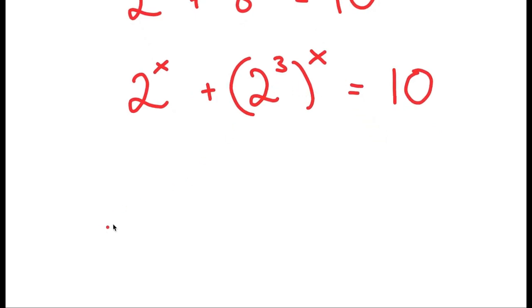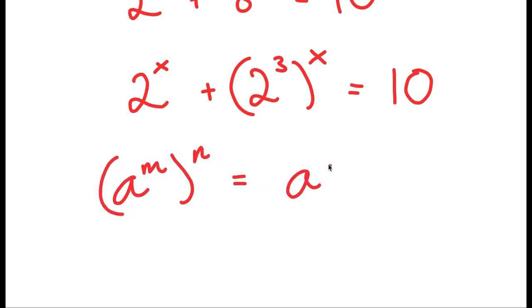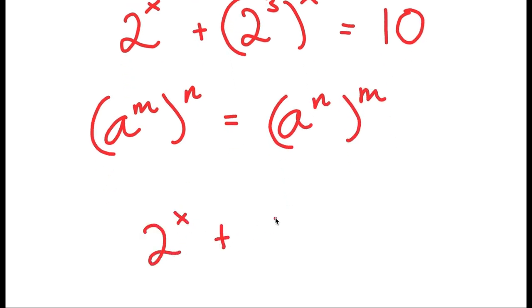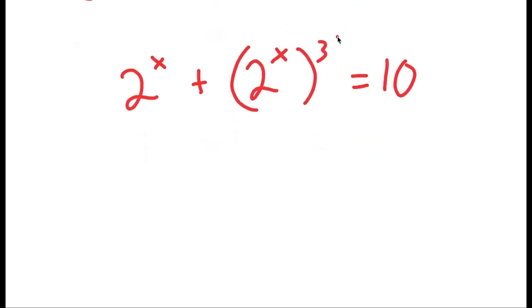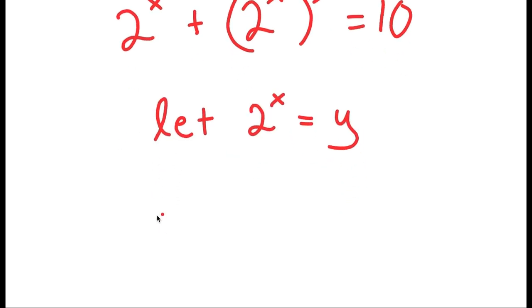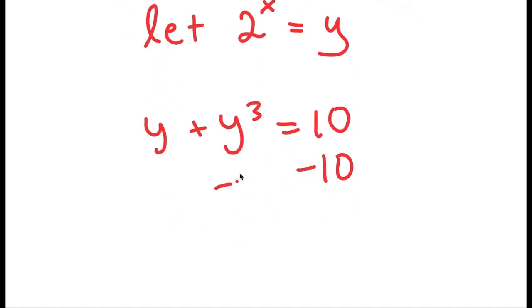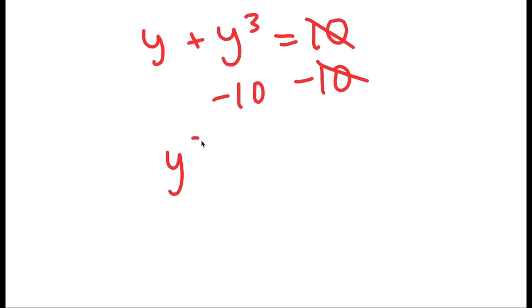Now from here, if I have something in the form (a to the power of m) to the power of n, this is equal to (a to the power of n) to the power of m. So I get 2 to the power of x plus (2 to the power of x) to the power of 3 is equal to 10 because I switched the places of 3 and x. Now from here, I'm going to let 2 to the power of x equal the variable y. So now I get y plus y to the power of 3 is equal to 10, and if I subtract 10 on both sides, I get y to the power of 3 plus y minus 10 is equal to 0.